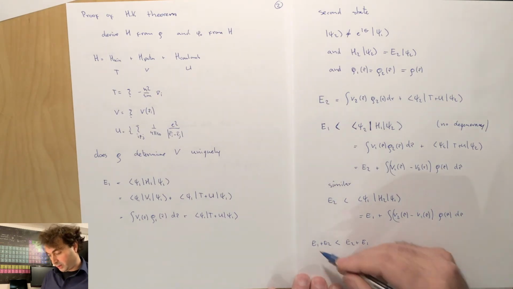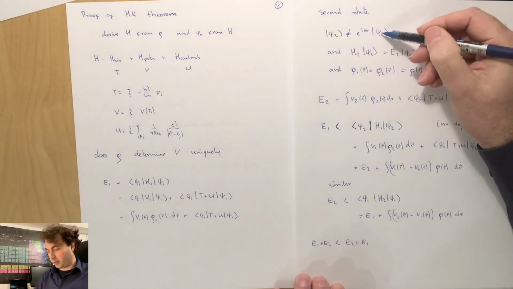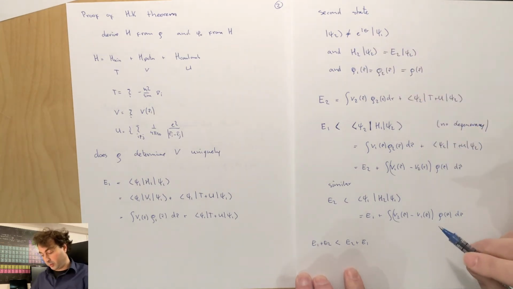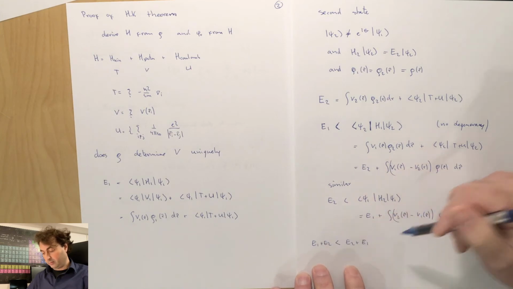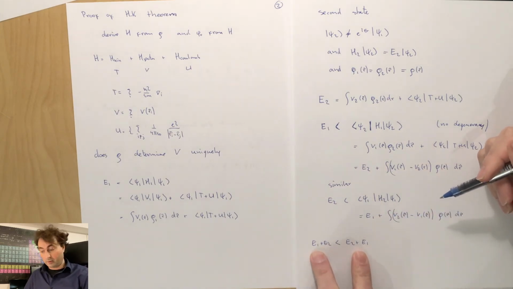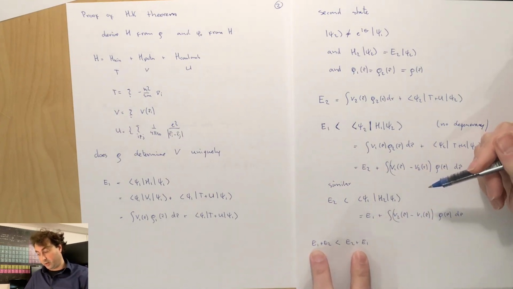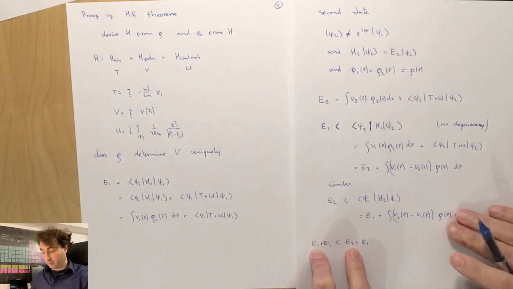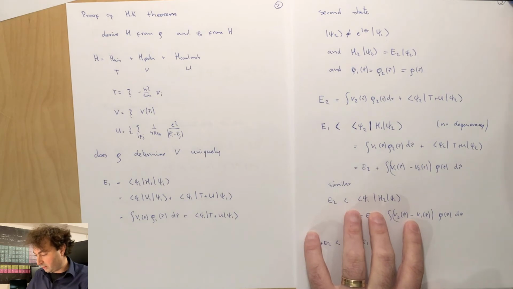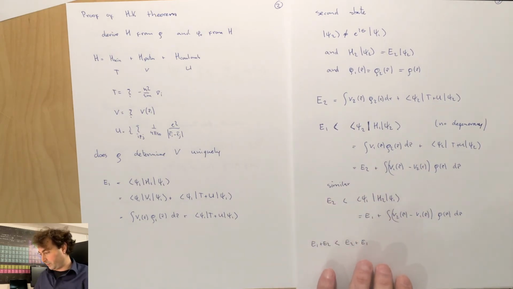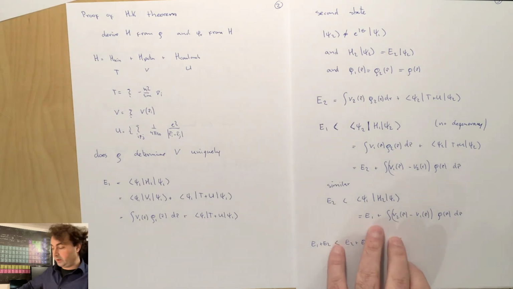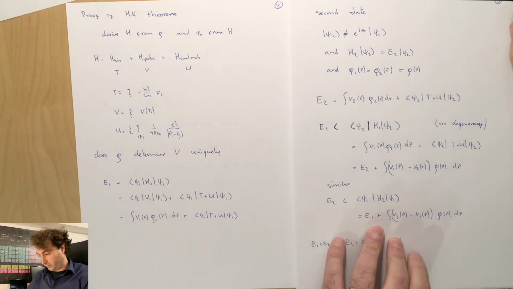What follows is that if we assume that two wave functions are different but their densities are the same and they are the ground state of a Hamiltonian, then these energies are smaller than themselves, and therefore that leads to a contradiction. So it is not possible that these wave functions are different but have the same density when they are representing the ground state wave function. Or in other words, the density uniquely determines the ground state wave function.